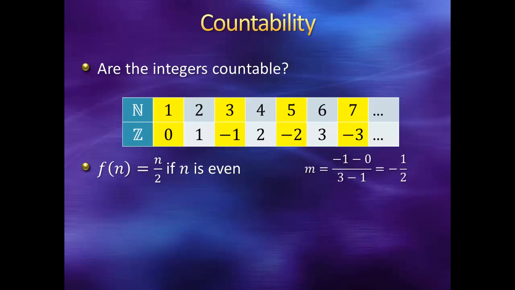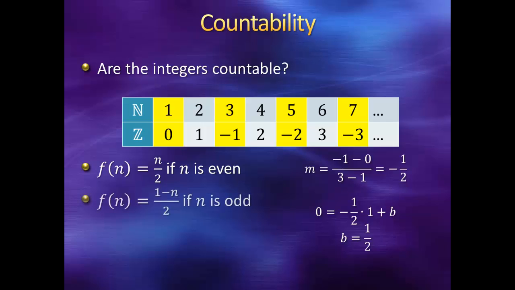We can just solve for the slope, negative 1/2, and then plug in one of the points. So if n is odd, f of n is 1 minus n over 2. There we go. There's our injection between the natural numbers and the integers. We can find its inverse too.